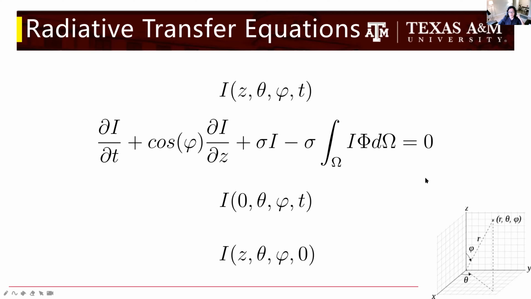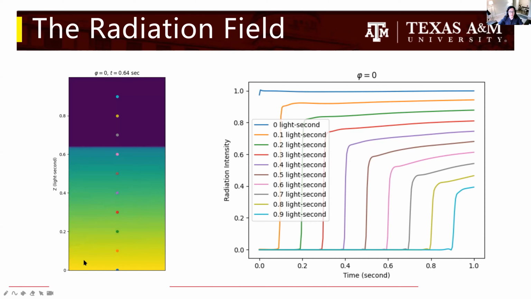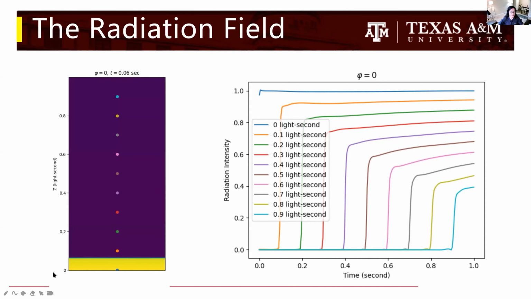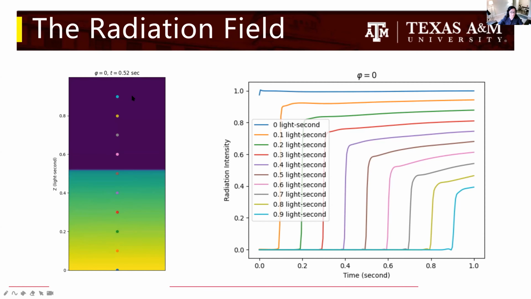To solve this equation, we need a boundary condition, which is at z equals 0, as well as our initial condition, which is at time t equals 0. And here is our simple solution. In this example, we simulate a material with 1 light second in the axis, and we simulate the light propagating from the lower boundary to the upper boundary within 1 second.